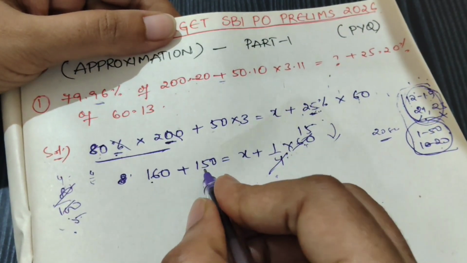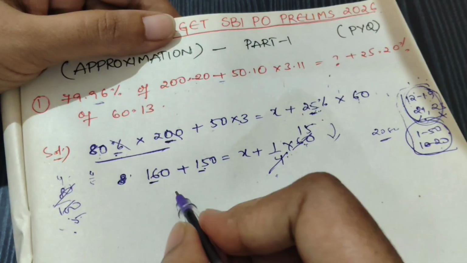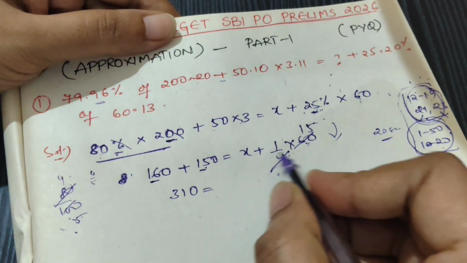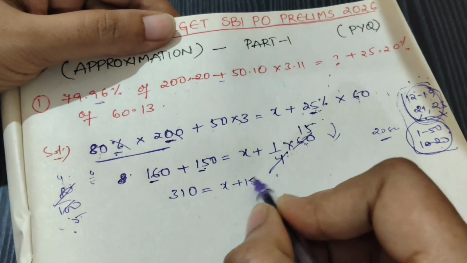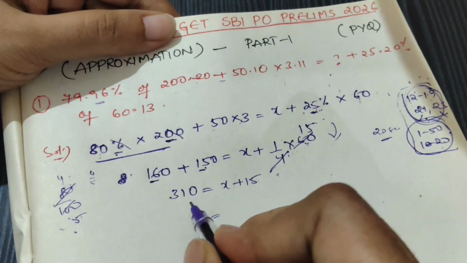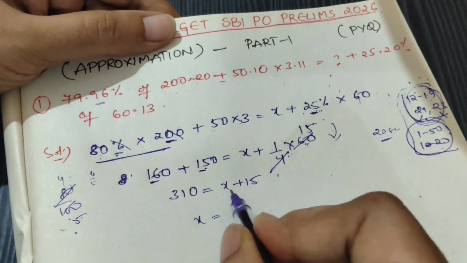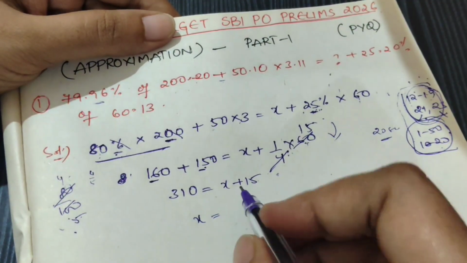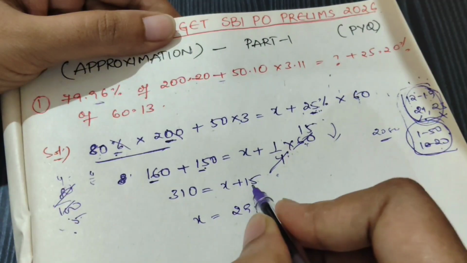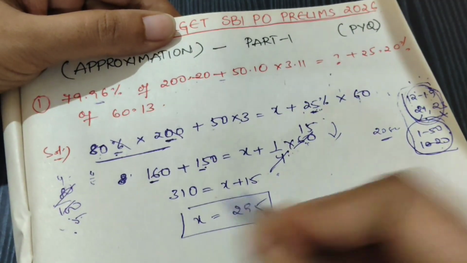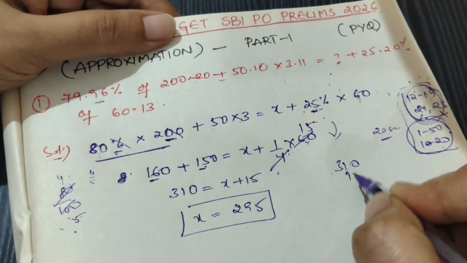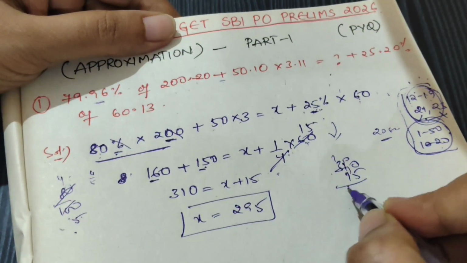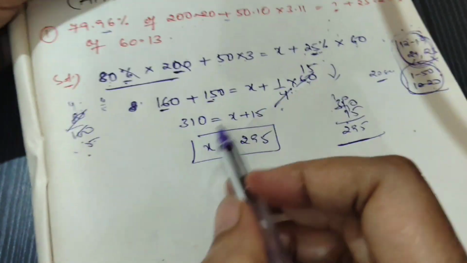Now 160 plus 150, 16 plus 15, 31. So 310 equals x plus 15. Now x is 310 minus 15. 310 minus 15 means 300 minus 5, 295. Also you can do it in this way, but this will take time, but in mind you can calculate.